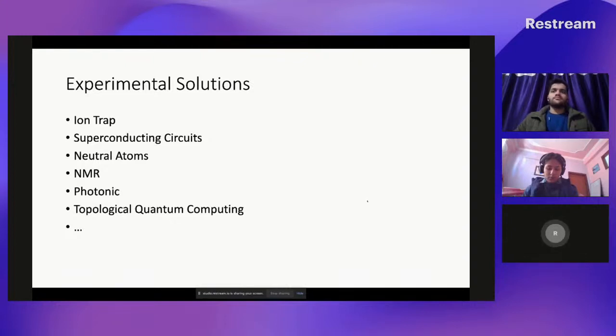Actually, I missed the silicon qubits. So silicon qubits, you can use modern industrial factories to create these qubits, but they still have worse performance than, for example, superconducting circuits or neutral atoms at the moment in general.